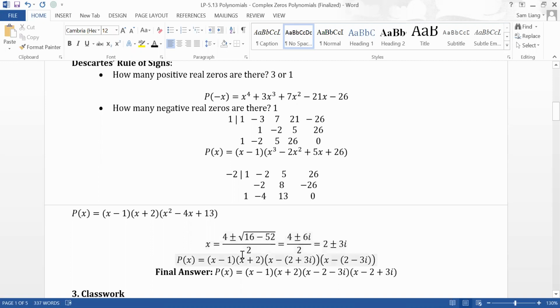So therefore, with all that being said, we can write this polynomial as x minus 1, right? That was this 0. x plus 2, that was this 0. And then x minus the first complex 0, 2 plus 3i. And then the other 0 is 2 minus 3i. And then the other step I did to write the final answer was I just distributed the subtraction sign here. So this becomes x minus 2 minus 3i times x minus 2 plus 3i.